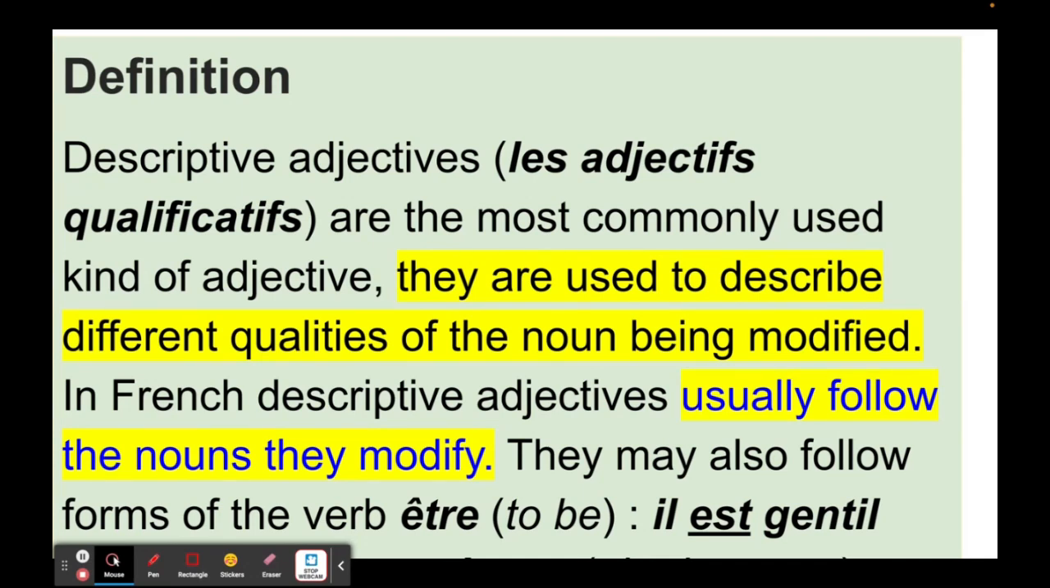Basically, you use descriptive adjectives to add more information to a noun. The information that you're adding is qualities; basically, you're describing them. In French, descriptive adjectives usually follow the nouns they modify. So when you have a noun, whatever we're describing, the adjective will be following that noun in French. And they might also follow forms of the verb être, like il est gentil, he is nice. So sometimes you're going to see that too.